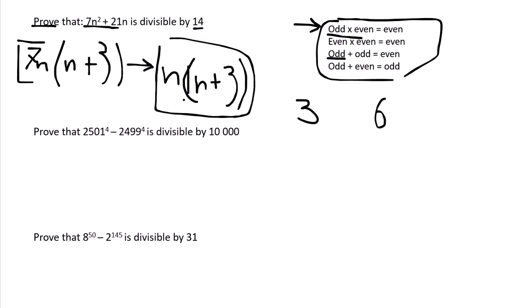So let's say n equals 6. Then 6 plus 3 is 9, so here we get an odd number. And again, you know that even times odd gives even. So 9 times 6 is 54, which is an even number, so 14 times 54 is divisible. Just knowing these parity rules, you will know that this number is divisible by 14.